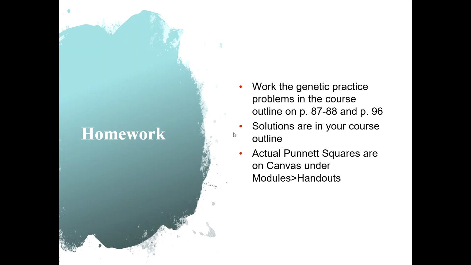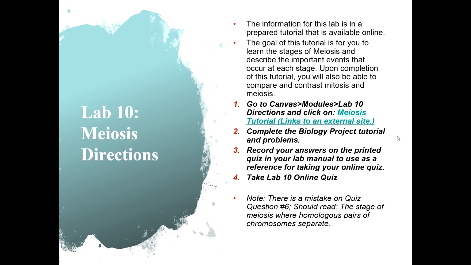First of all, the genetic practice problems, make sure you practice those, page 87 and 88, page 96 in your course outline. Now, we haven't gone over page 96 yet, or those problems. That's actually in our next chapter that we'll be covering, chapter 15. But we'll get to those. Make sure you do all of these and practice them before you take your next test. Remember, the solutions are in your course outline, and the actual Punnett squares are on Canvas under the Canvas module handouts. So practice those.